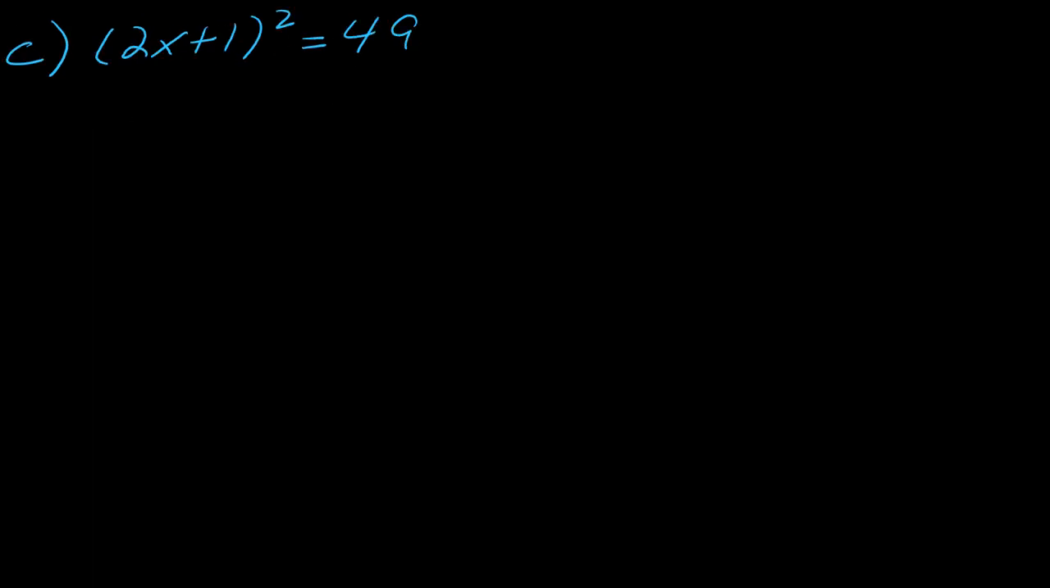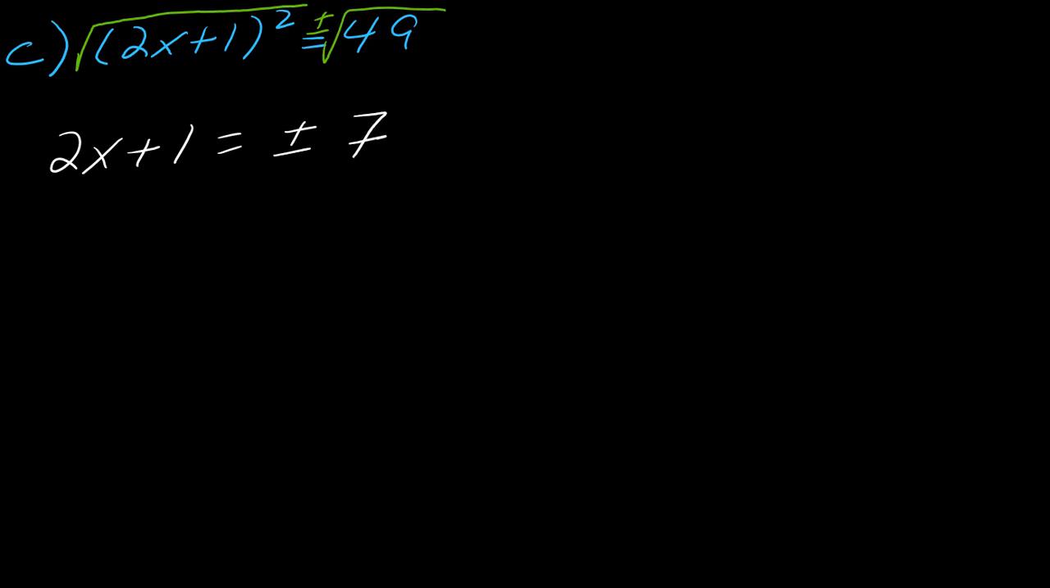Now for C here, this one is just screaming for the square root property because it's basically already set up for it. So I start by taking the square root of each side. Remember, this side will be plus or minus. So now I get 2x plus 1 equals plus or minus, well, the square root of 49 is 7. So now I need to break this up into two pieces. I'm going to have 2x plus 1 equals 7, and I'm going to have 2x plus 1 equals negative 7. So now I just solve both parts for x.